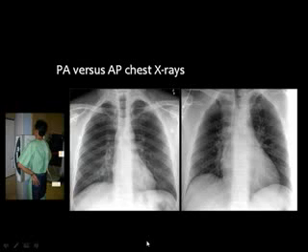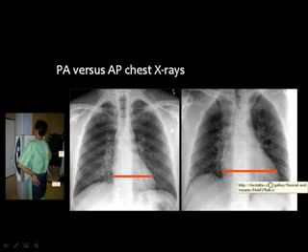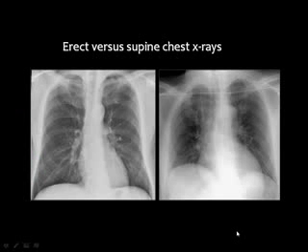Then what happens if the patient is facing the tube? This is the posteroanterior view, and this is the anteroposterior view. Whenever this patient is facing the tube, the heart will be away from the X-ray film. Then you expect some magnification of the cardiac shadow. And this is the same patient. This is the posteroanterior view, and this is the anteroposterior view. You can see some magnification in the cardiac shadow, which does not mean that the heart is enlarged.